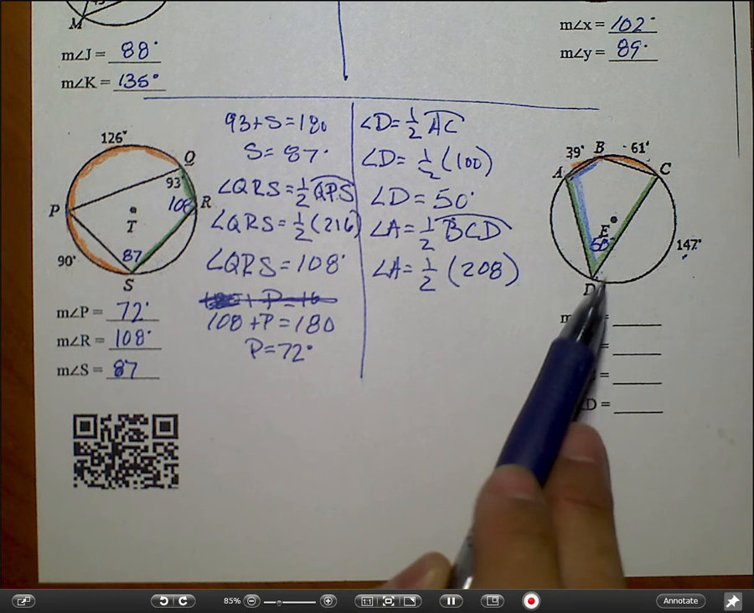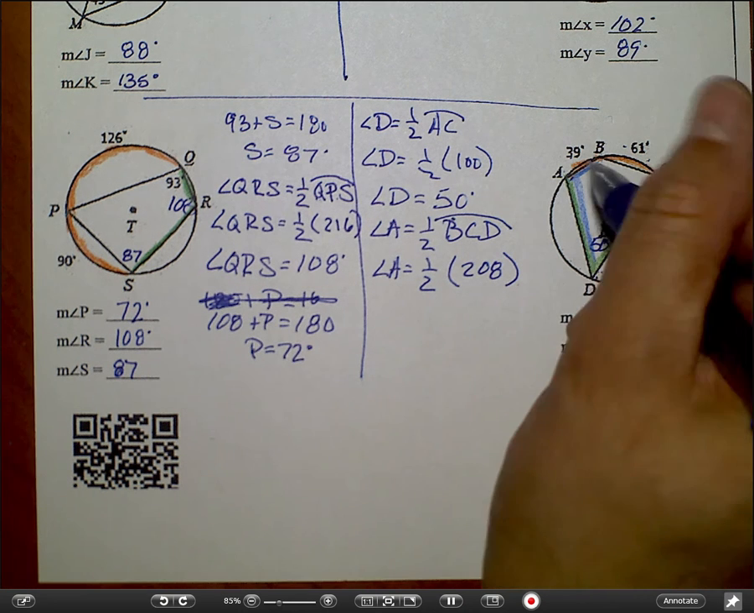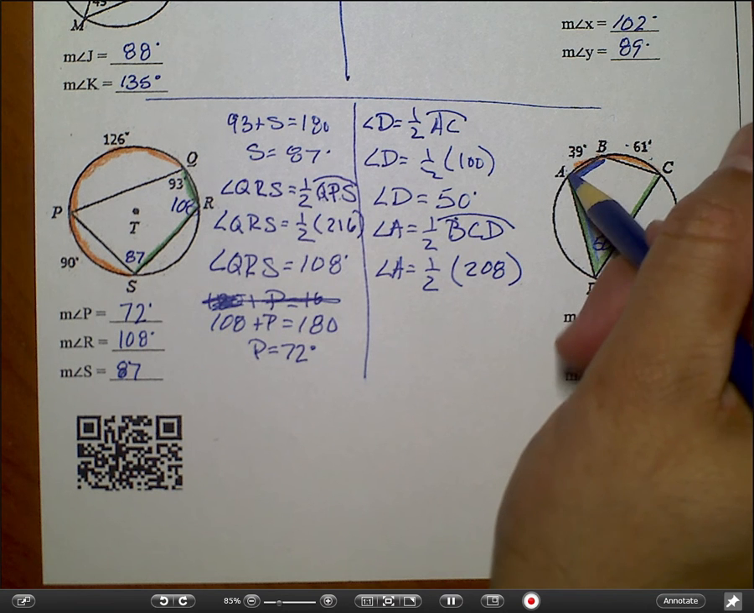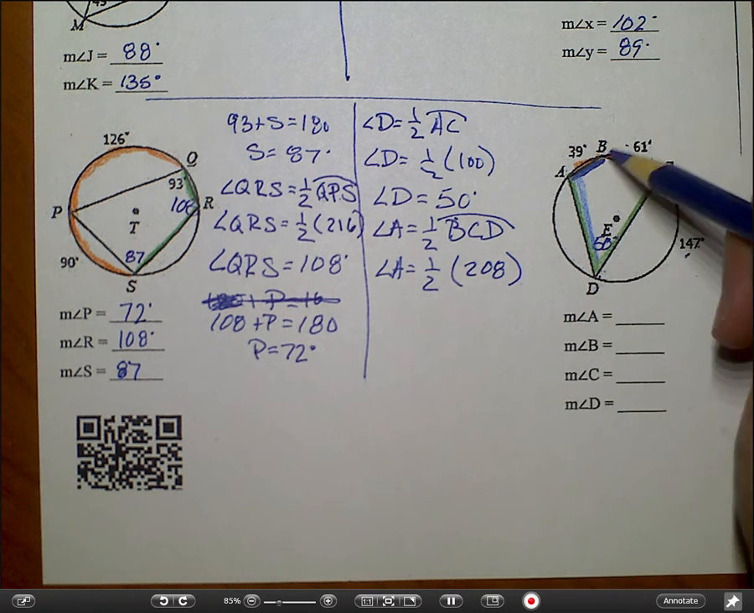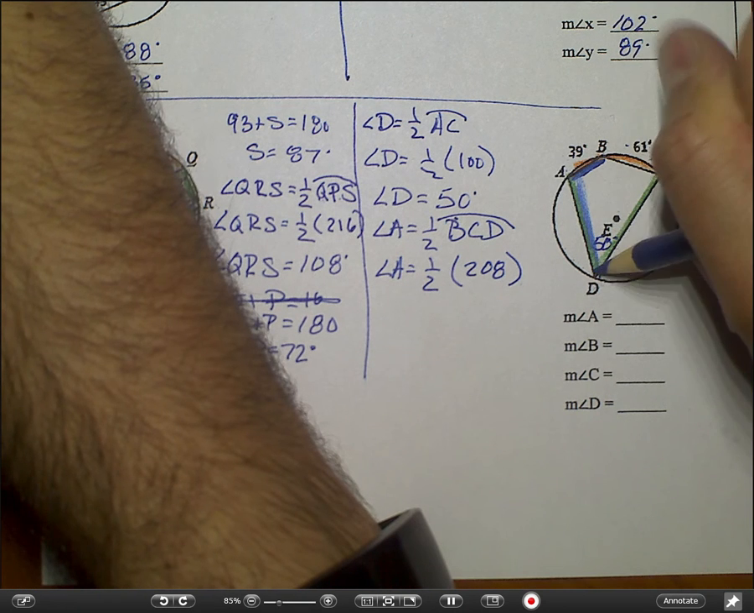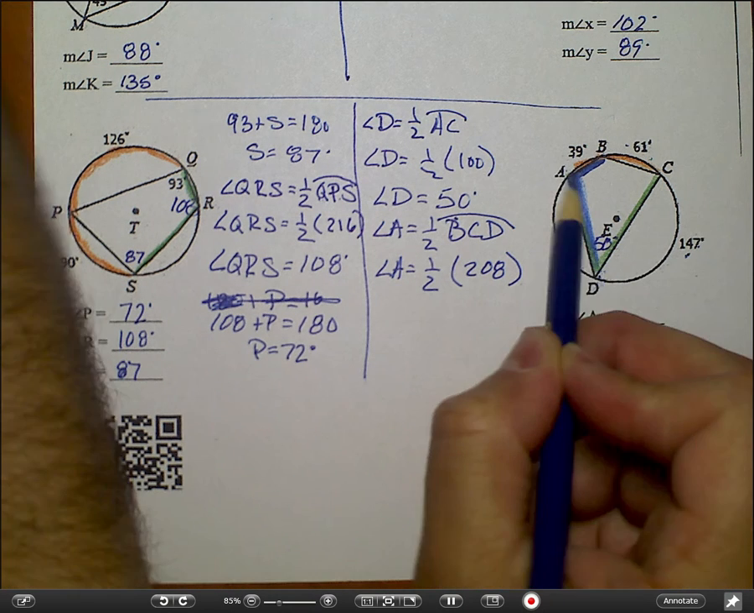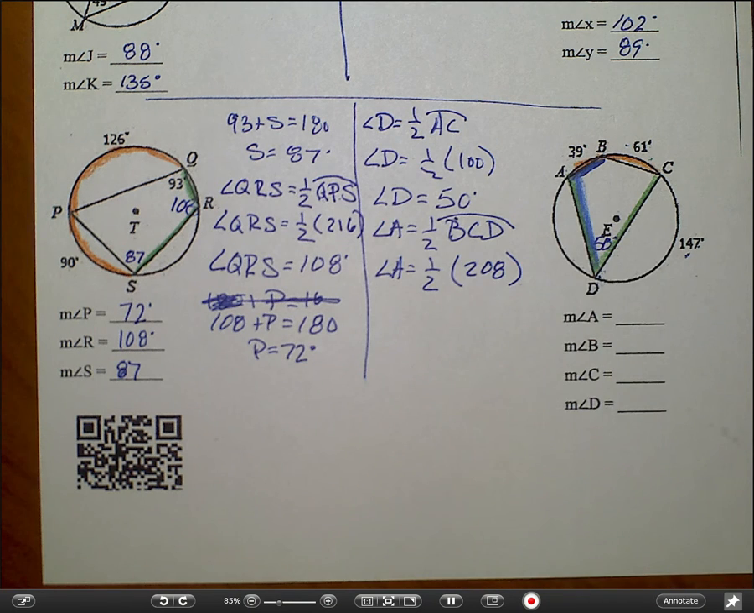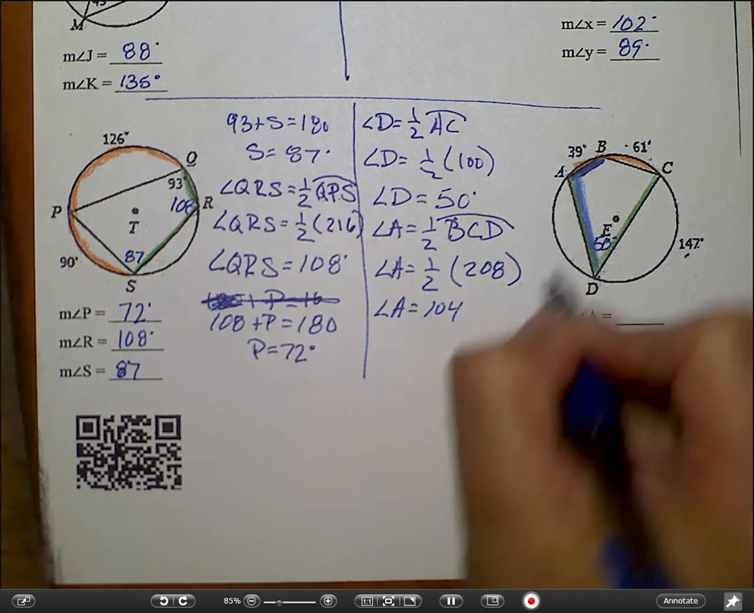Wait, shouldn't the endpoints be C and D? Why is there B? I'm confused. Okay, look at blue. See where blue ends? Right here. So angle A stops here, right? That's the edge. So the endpoint is B, and the other side goes this way, so the other endpoint is D. So that's the angle right inside there. So we know that angle A should be 104. So I'm going to put that right there.